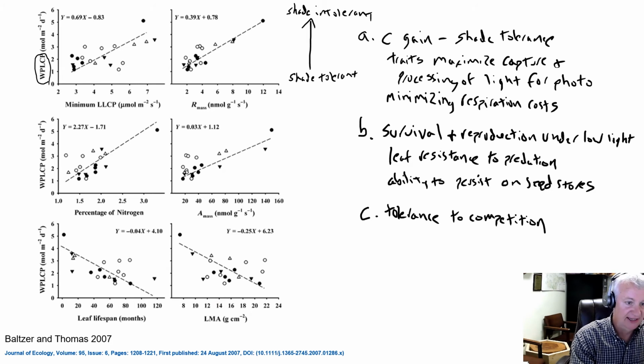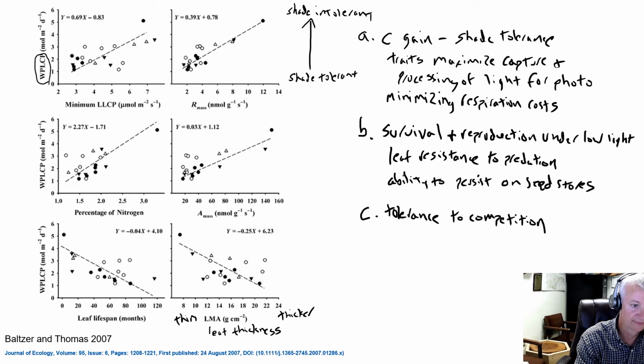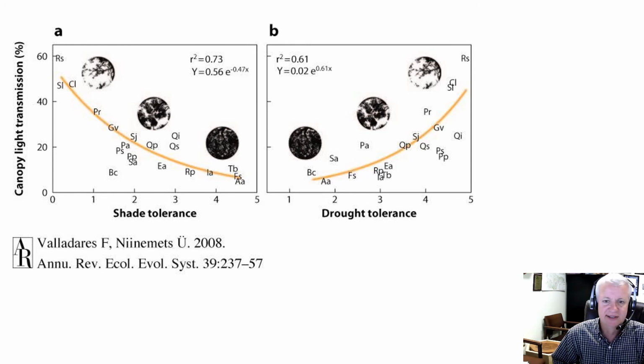This trait is leaf mass per area. So you could sort of think of this as leaf thickness. This is a rough surrogate for leaf thickness, where these are thicker leaves and these are thinner leaves. So shade intolerant plants tend to have thinner leaves. Shade tolerant plants tend to have thicker leaves.